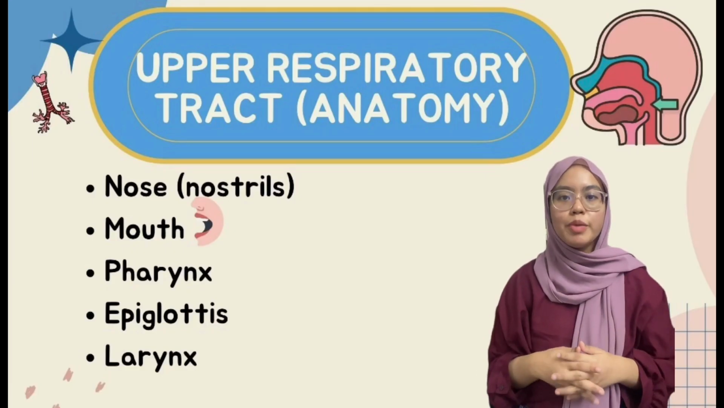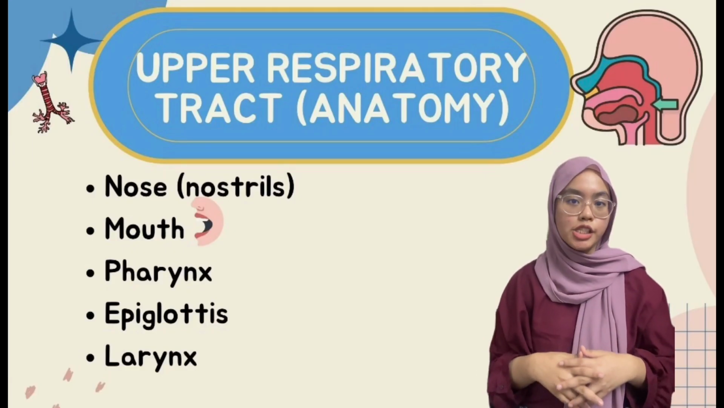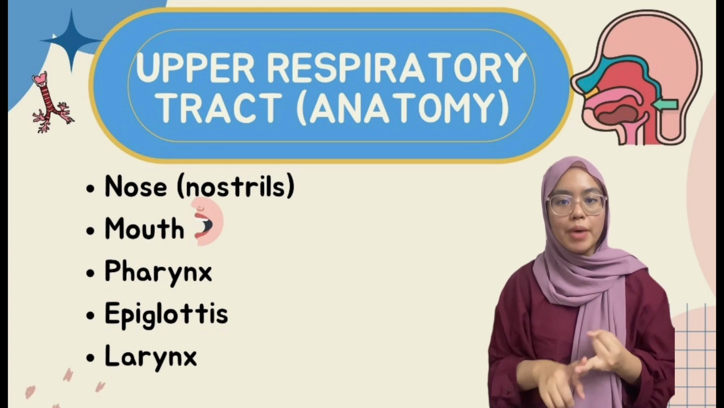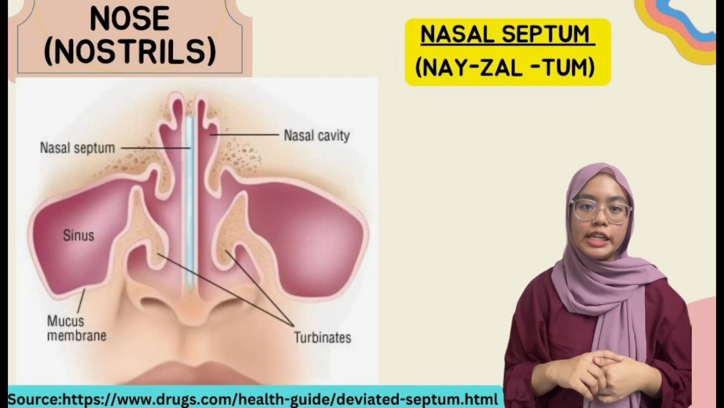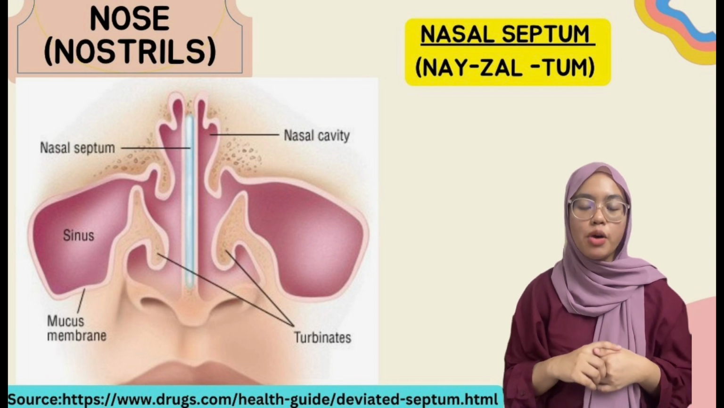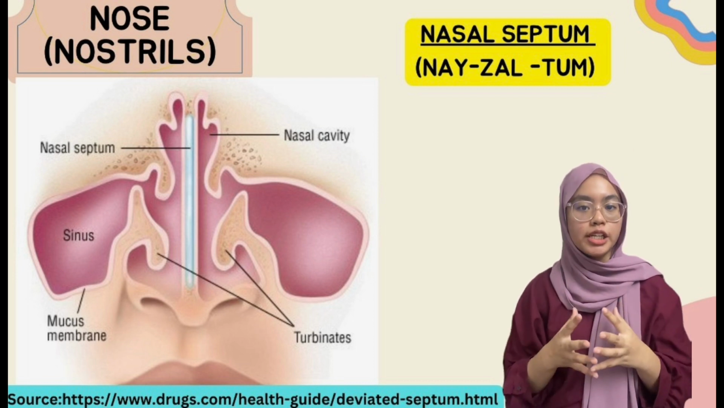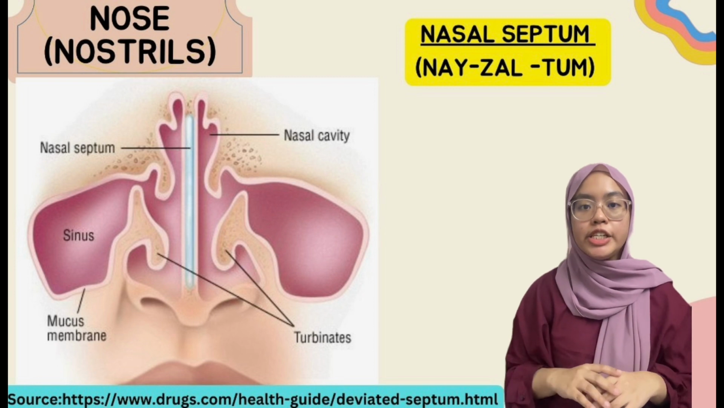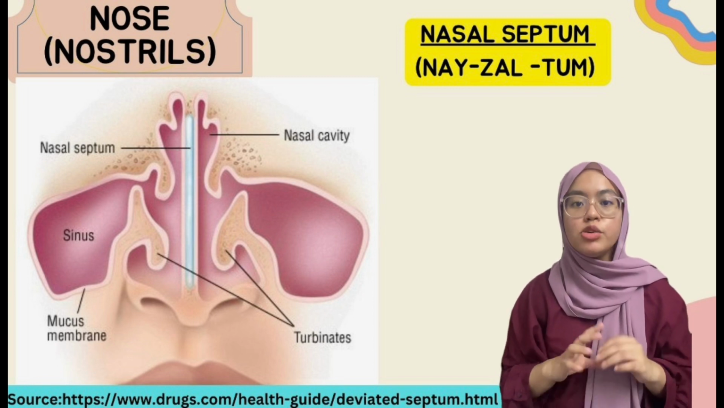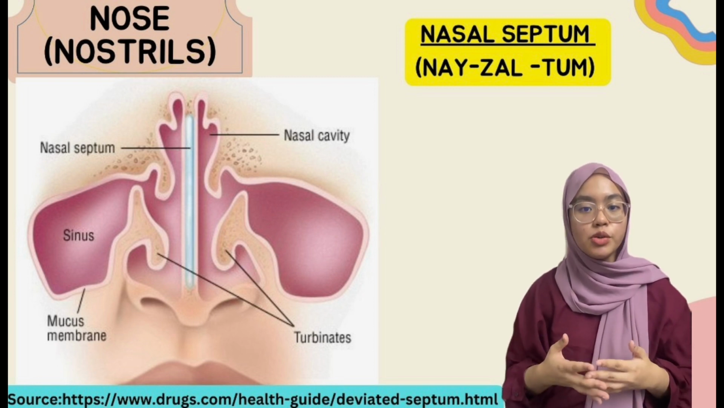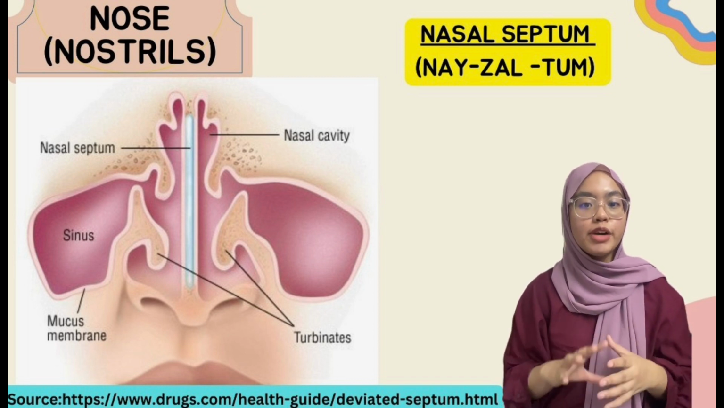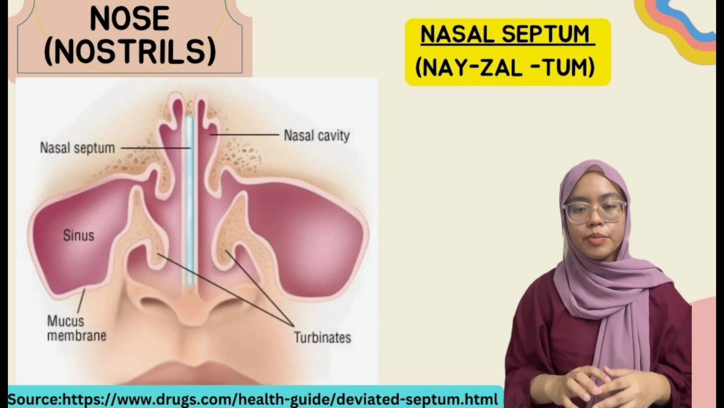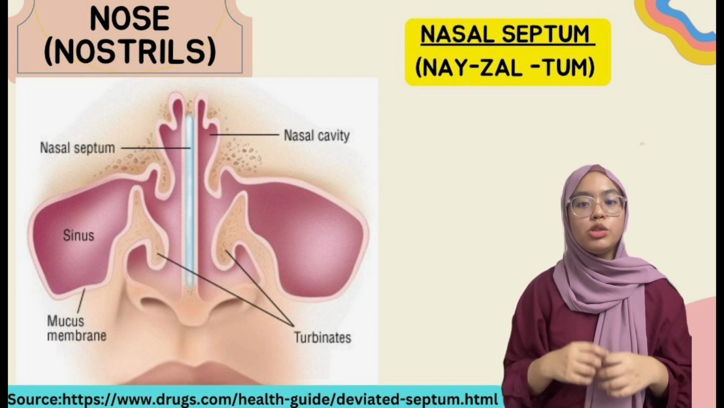Next, I'm going to share about the upper respiratory tract. It consists of the nose, nostrils, mouth, pharynx, epiglottis and larynx. Firstly is the nose. Air enters the body through the nostrils and passes through the nasal cavity, which is the interior portion of the nose. The nostrils are the external openings of the nose. It consists of the nasal septum, which is a wall of cartilage that divides the nose into two equal sections. A septum is a wall that separates two chambers.